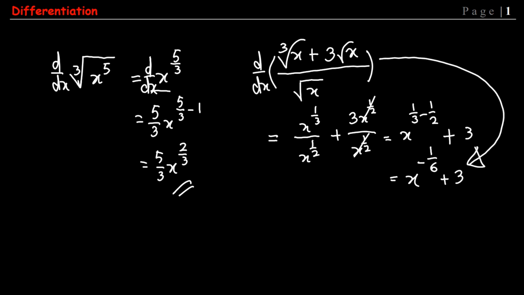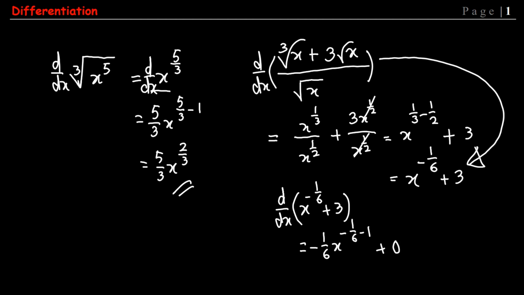So differentiation of that one, we can move directly to here. Differentiation of that one, I think it's now easier for you. d by dx of x to the power minus 1 by 6 plus 3. So we know that minus 1 by 6 as a power, we need to write minus 1 by 6 x to the power. Then again from the power we are subtracting 1, and 3 is a constant, so it gives us 0. So finally we got minus 1 by 6 x to the power, just add the values, minus 1 by 6 minus 1, which gives you minus 7 by 6. So we can leave our answer here.